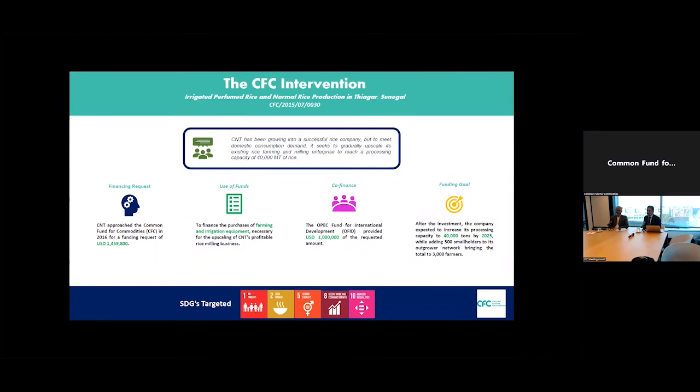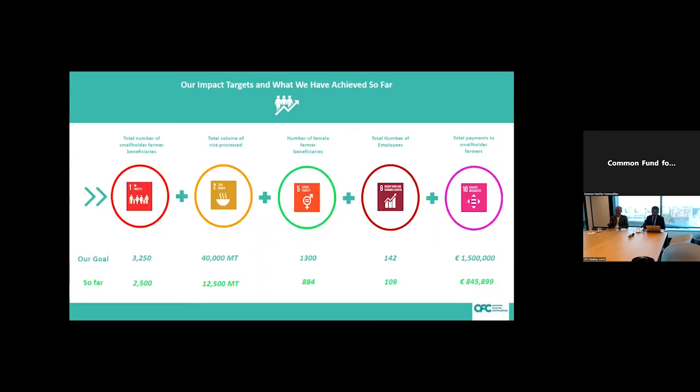So to make a long story short, we were approached by CNT and we have disbursed a 1.5 million loan to them with a goal to increase the processing capacity of the company to about 40,000 tons per year. Since the beginning, despite delays and considerable problems caused by the COVID pandemic, we have set very ambitious impact targets. You can see them in the slide and where we are standing today.